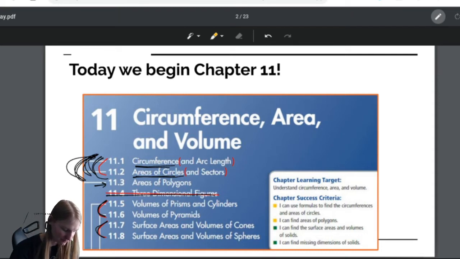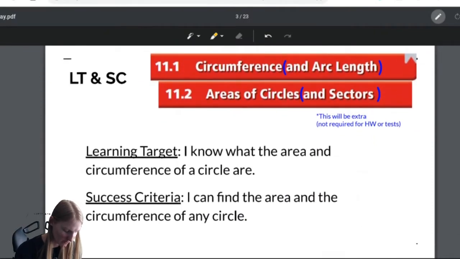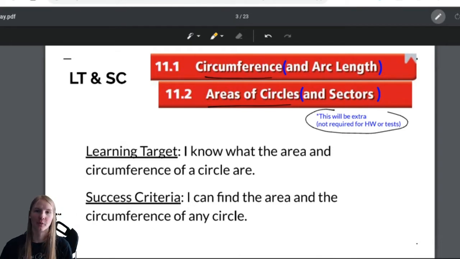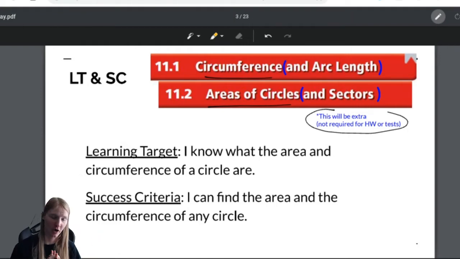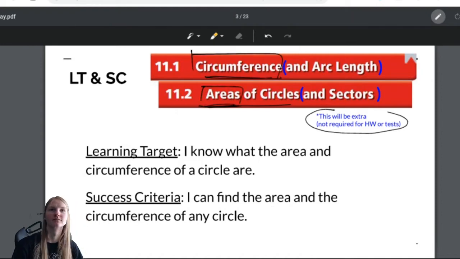Okay, so today, just what I talked about, circumference, areas of circles. This will be extra, not required for homework or tests. So our learning target is I know what the area and the circumference of a circle are. And the success criteria is that I can find the area and the circumference of any circle. So, circumference, area. That's what you need to know by the end of today. And arc length and sectors if you want to.